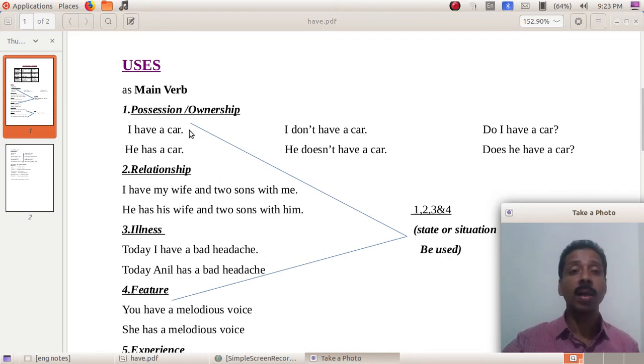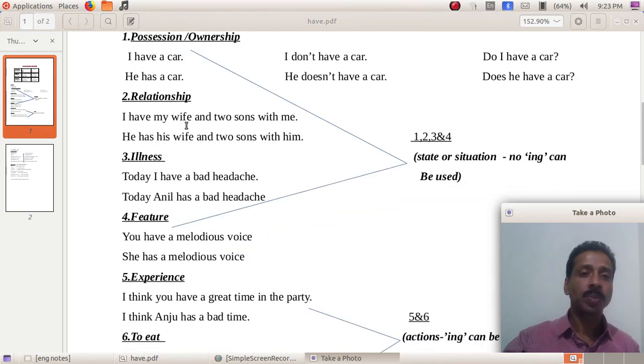I have a car, that means I possess or I own a car. And if it is he, he has a car. And the negatives. I don't have a car. And if it is he, he doesn't have a car. And if you make a question, it will be, do I have a car? Does he have a car? So first usage. What is that? In order to show possession.